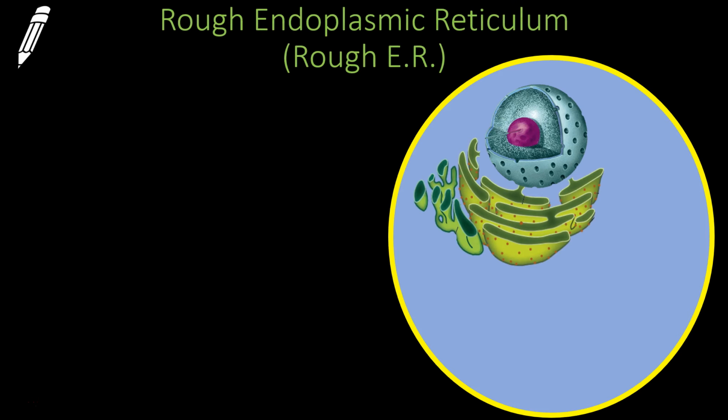Next, we have the rough endoplasmic reticulum. If you want to abbreviate it, we can call it the rough ER for short. You can always find the rough ER because it's always a continuation of the nucleus. If you find a nucleus, this dark circular structure in the center of a cell, the rough ER is always a continuation. It's always connected to the nucleus, so you can always find it.